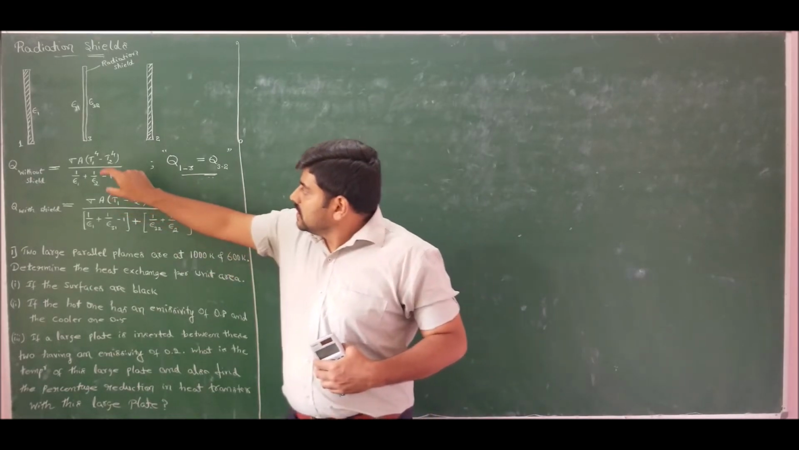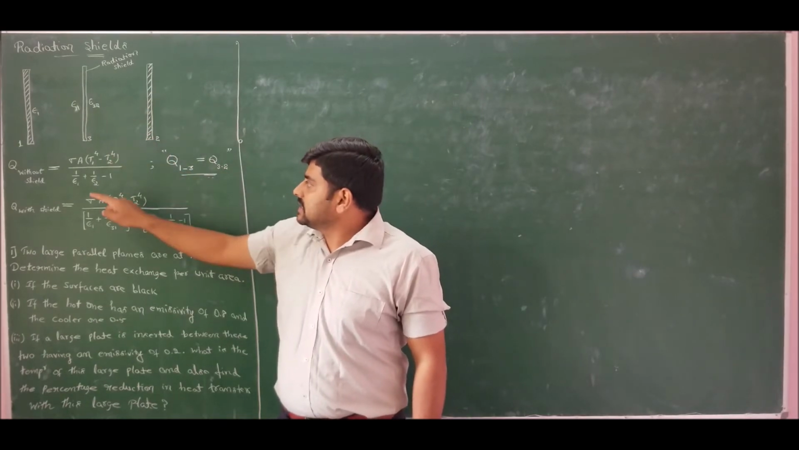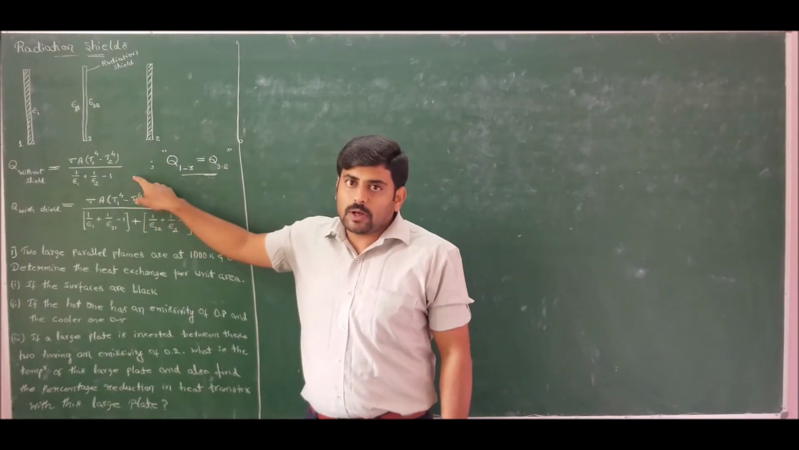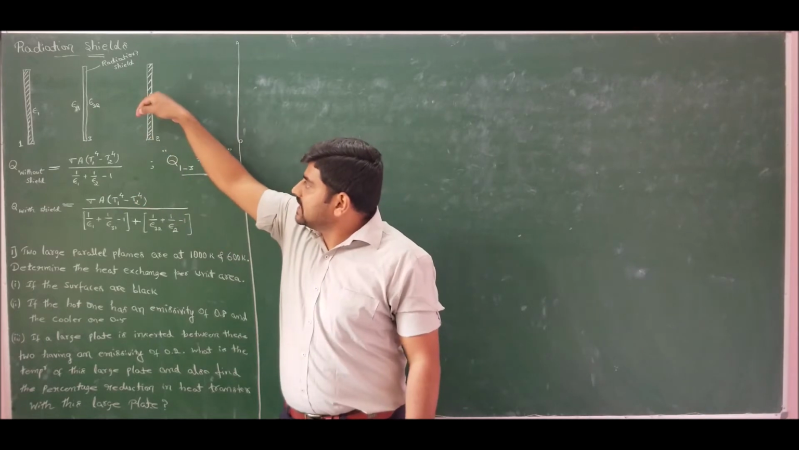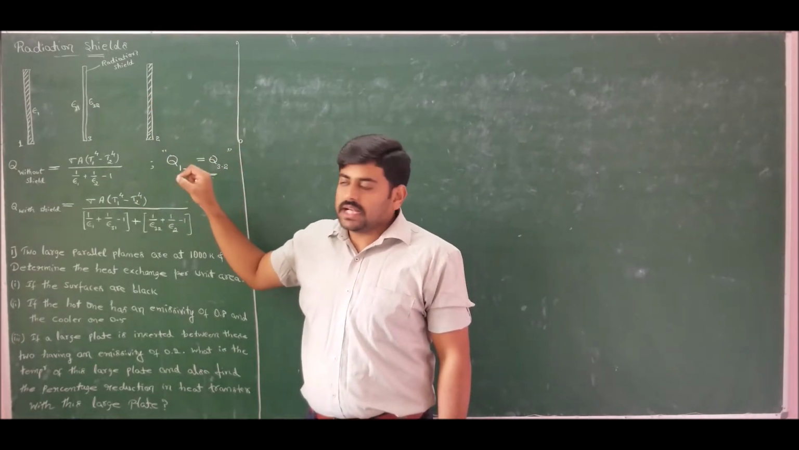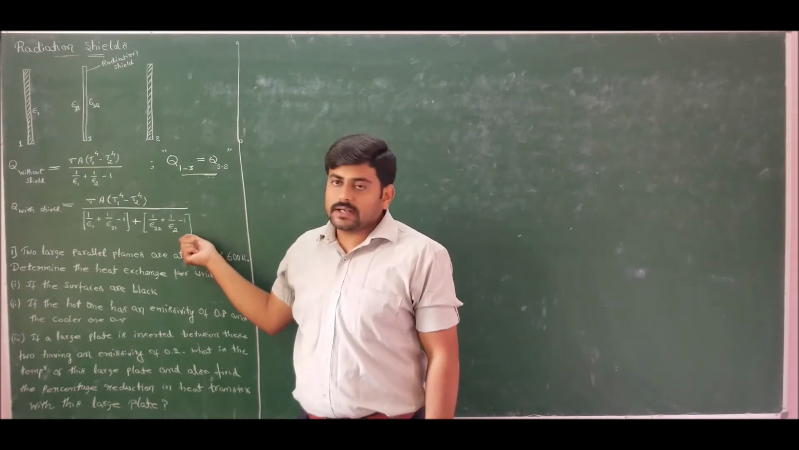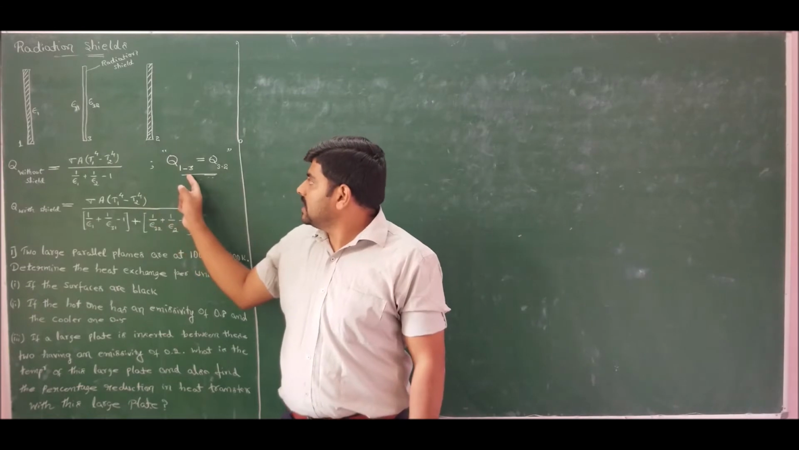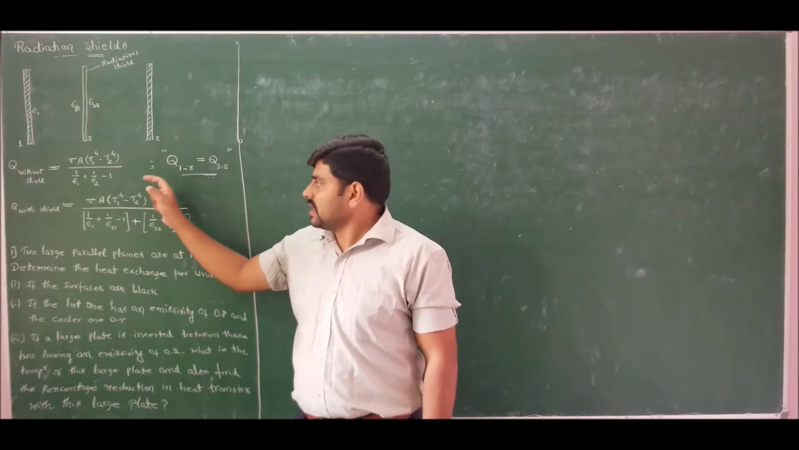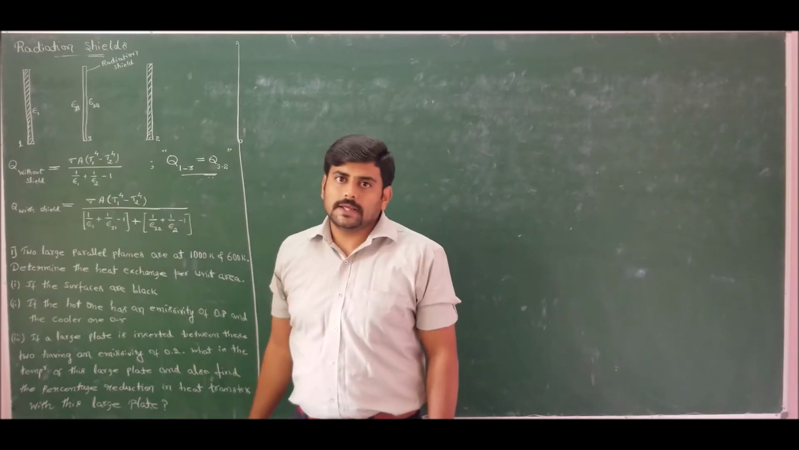And if we don't have any radiation shield, then the radiation heat transfer between the surfaces is given by this expression, which you already know. Whereas if I insert the radiation shield, then the heat transfer between the two surfaces with the radiation shield is given by this expression. This expression can be easily obtained by equating Q13 is equal to Q32. If you rearrange this equation and solve, you will get this equation very easily.